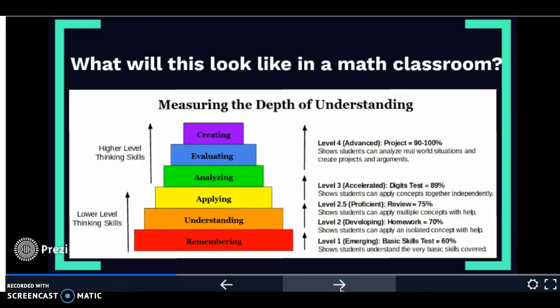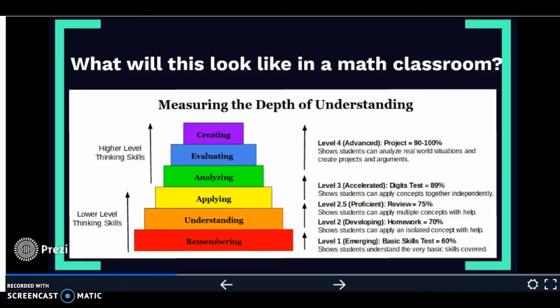The topic test shows that a student's understanding is accelerated by measuring that students can complete application-based problems independently. Once a student completes their topic test with at least an 80%, they are ready to start the project. However, if this is the highest level that they complete, they would receive an 89% for the topic.